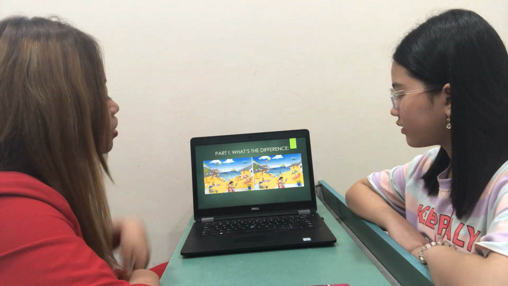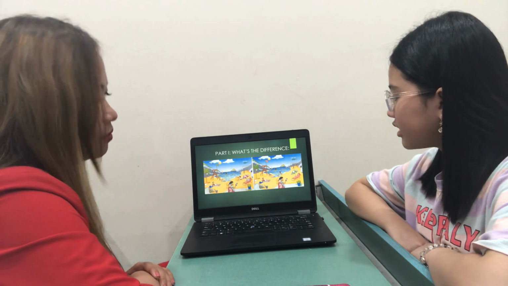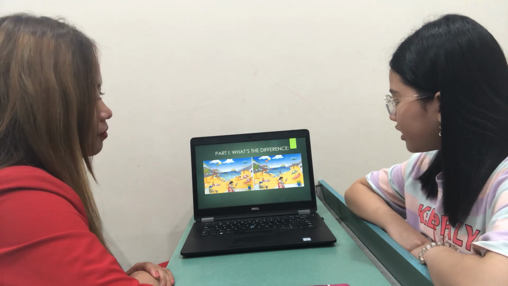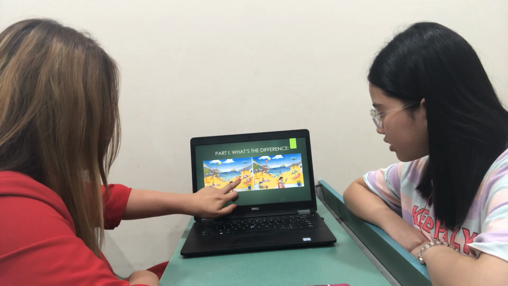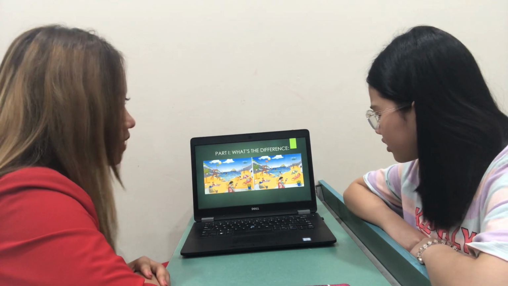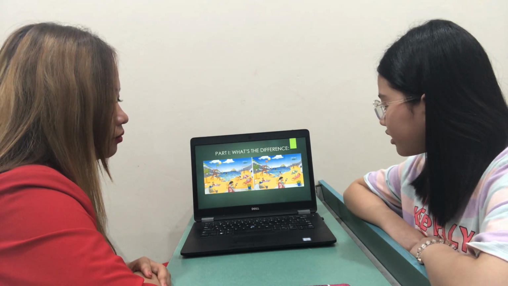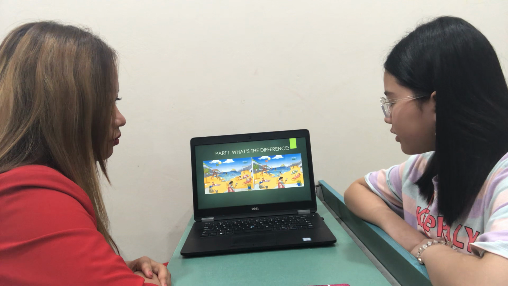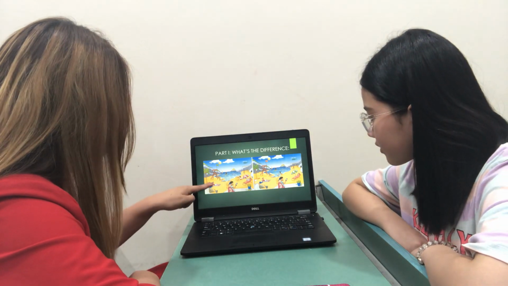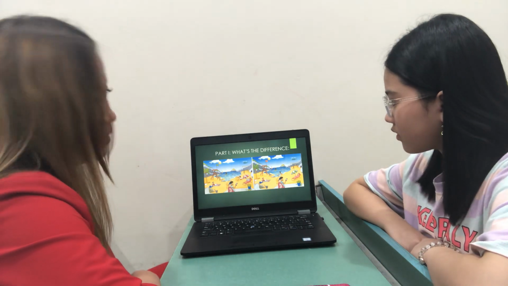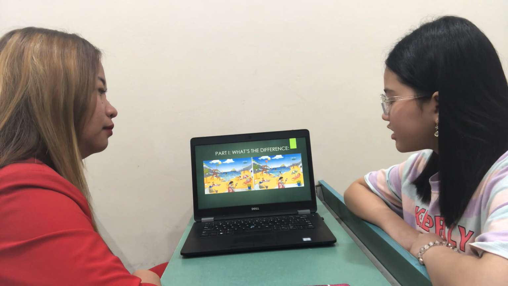Very good. In my picture, the umbrella is red. In my picture, the umbrella is green. Okay, good. In my picture, the girl is making a sandcastle. In my picture, the girl is playing the ball. Okay, good. Good job. In my picture, he is not wearing sunglasses. In my picture, the boy is not wearing sunglasses.